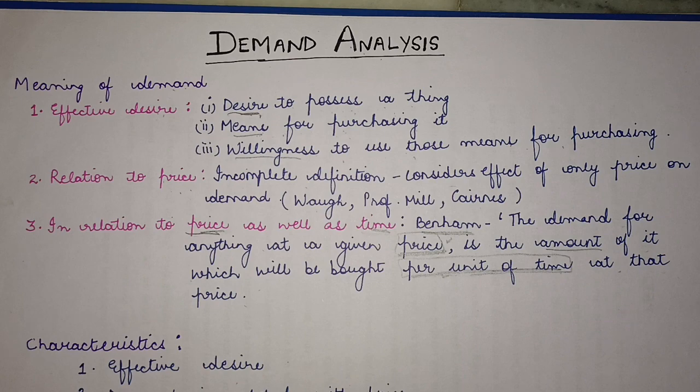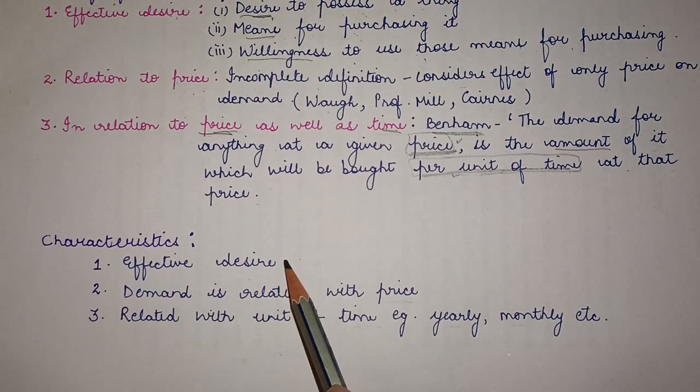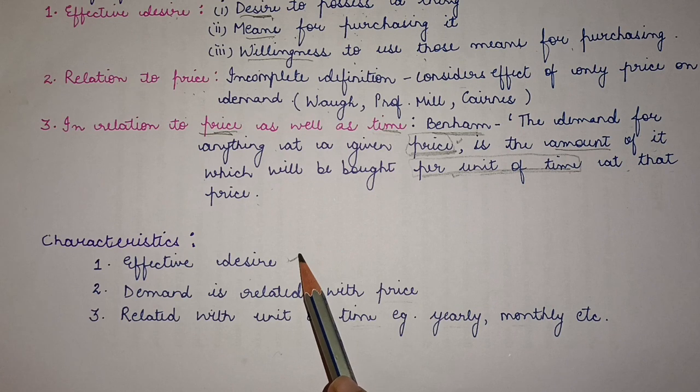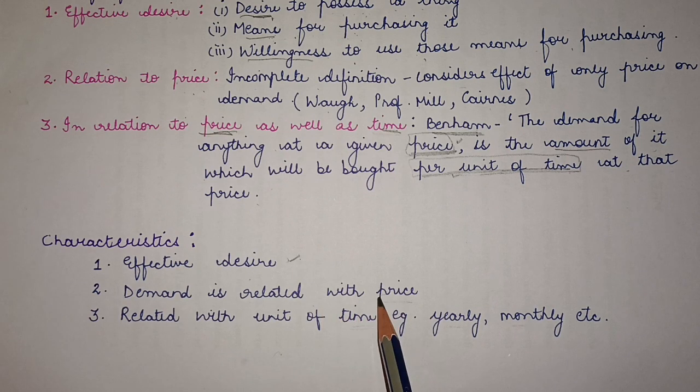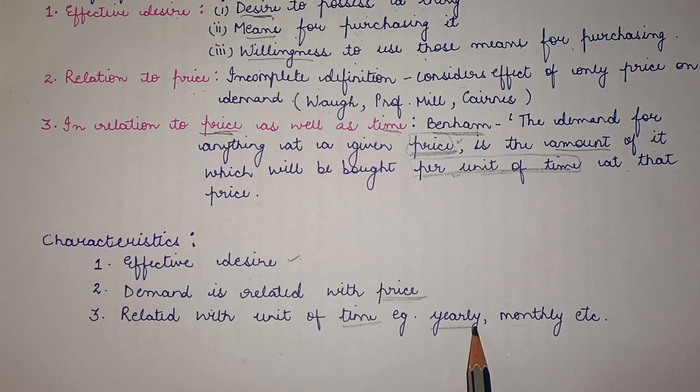Then, there are certain characteristics of demand. The first one is that there should be effective desire, which I have already told you. The demand is related to price, so it should consider the price of the product. It is also related to a unit of time. That is, when we talk about demand, we talk about yearly demand, monthly demand, etc.